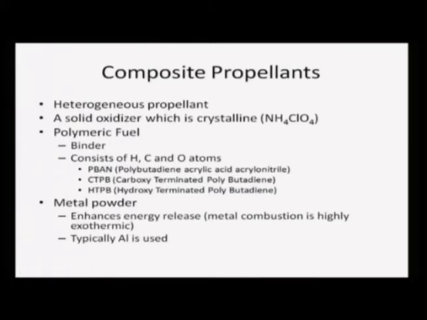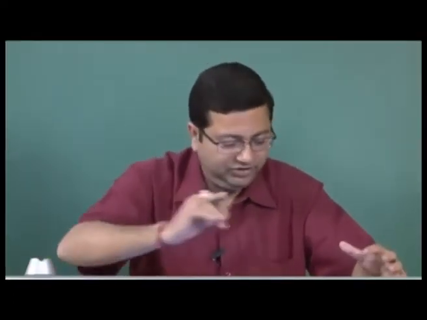Typically the different types of binder used are PBAN, which is polybutadiene acrylic acid acrylonitrile, or CTPB, carboxyl terminated polybutadiene, or HTPB, which is hydroxyl terminated polybutadiene. These are typically the polymeric fuels that are used in composite propellants. Apart from the polymeric fuel and the oxidizer, sometimes we also embed some metal powders into this mixture.